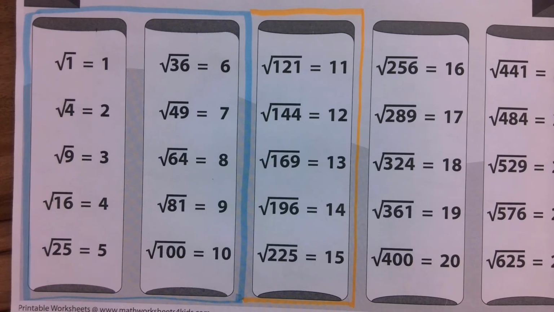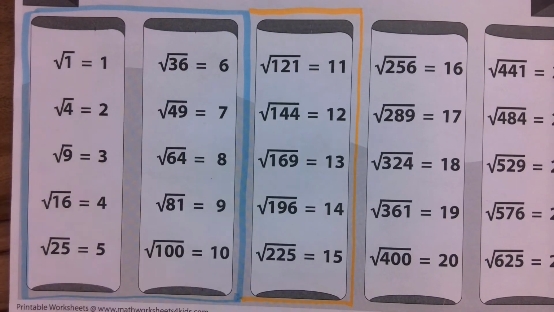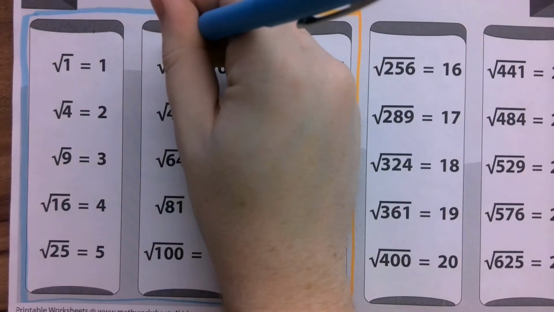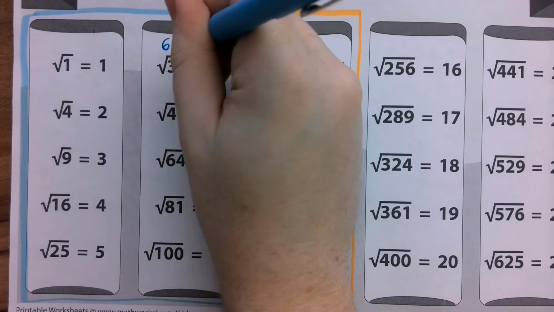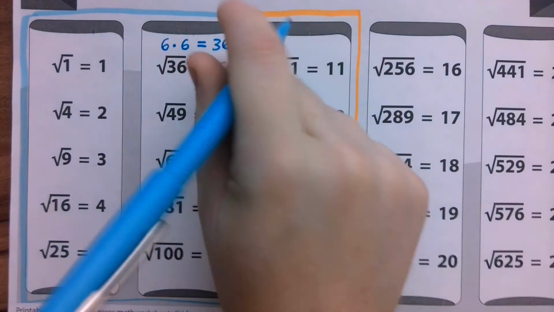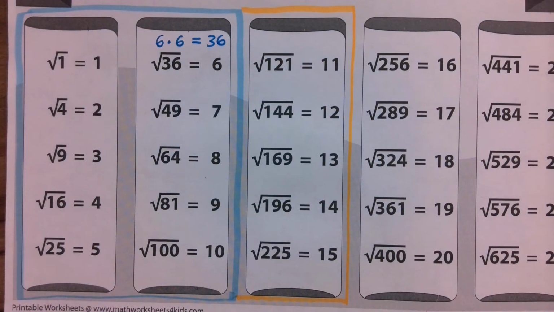Because if we look at this number here, for instance, the square root of 36, 6 times 6 is not the only way to get 36. It's one answer, don't get me wrong. 6 times 6 is 36, so this is correct. But there is another number times itself that will give us 36. Pause the video here if you think you can figure out what it is.